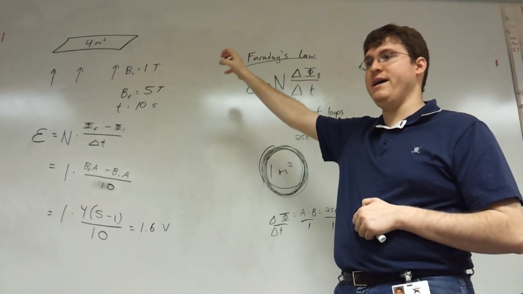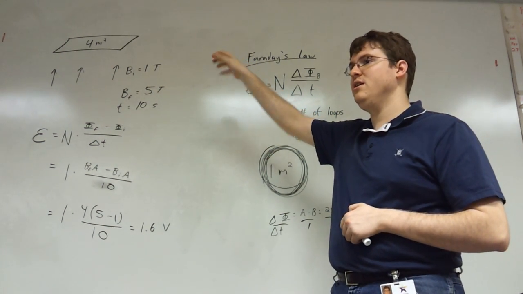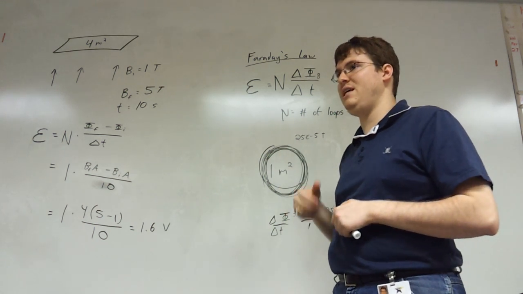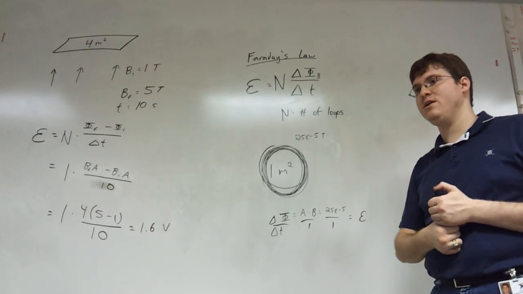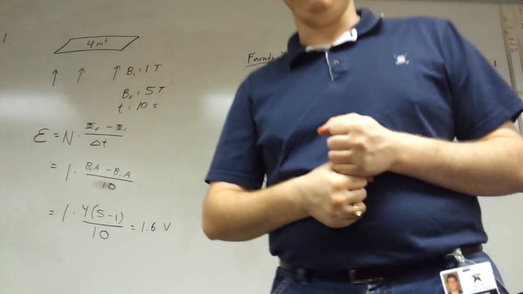Magnetic flux does not like to change. It gets angry when you change it, and it makes a current to try and keep the flux the same. So that's what we'll look at next week on the next episode of AP Physics B.